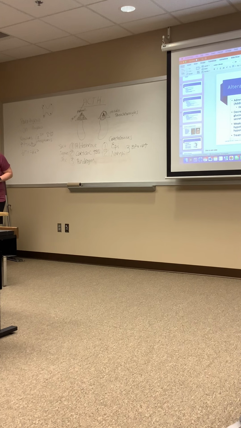Okay? Do they both get prednisone for that? Not necessarily prednisone, but some type of corticosteroid, yes. They both do, Cushing's and... No, not Cushing's. With Cushing's, they make too much cortisol, so we would not want steroids for them.